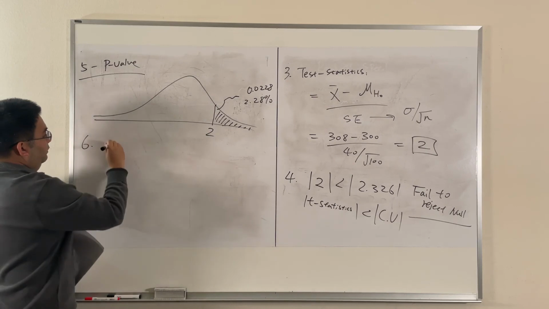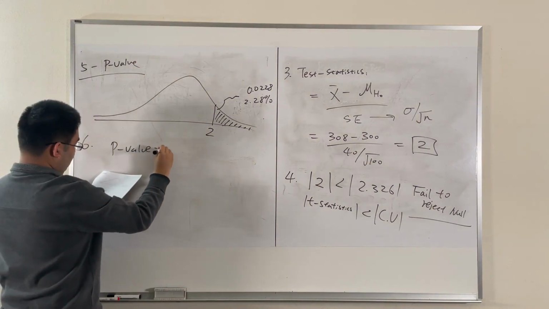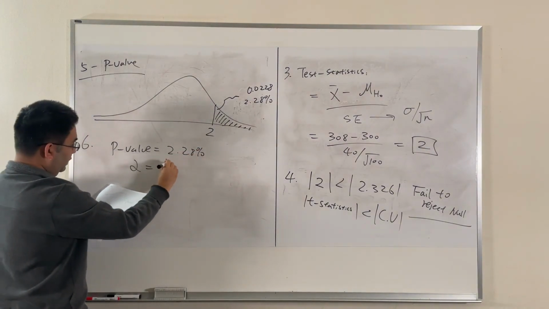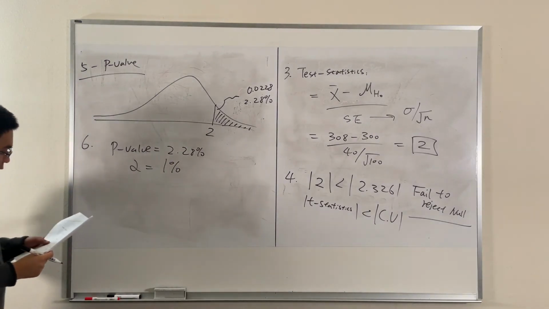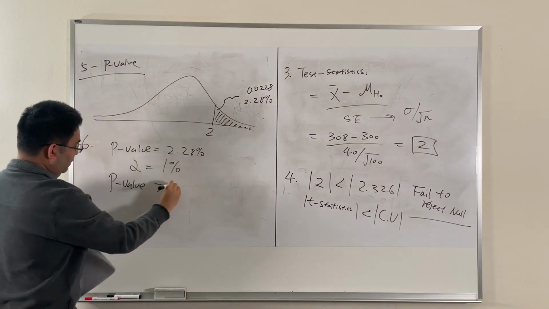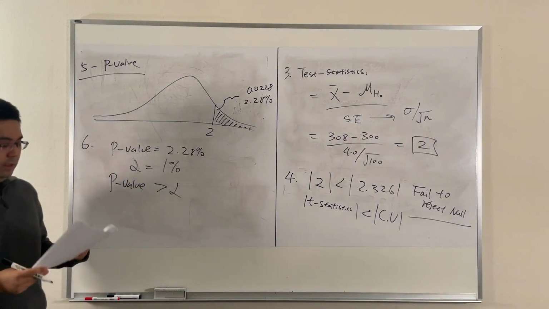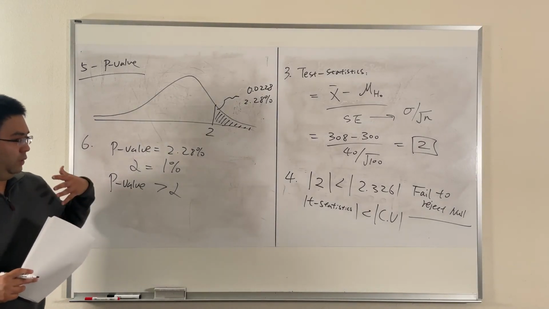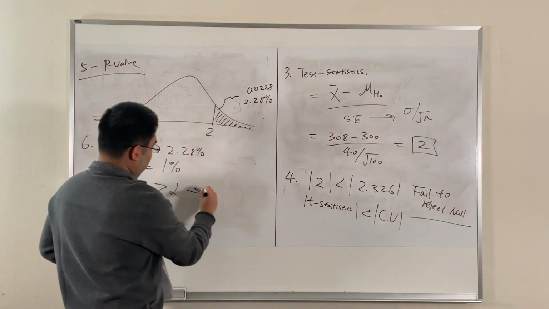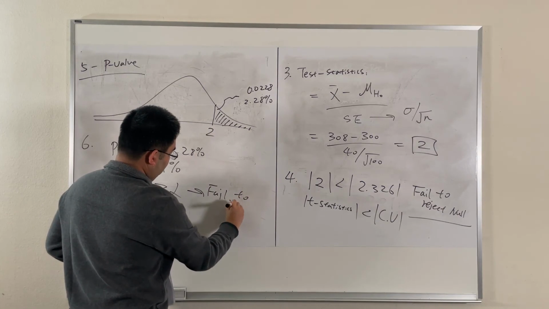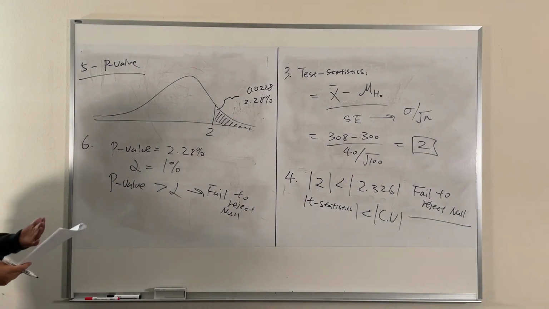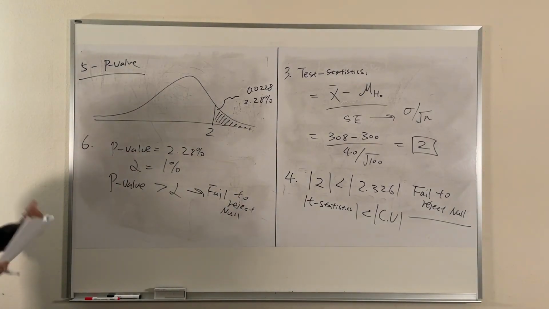Okay, 6 is make our decision, and this time we're going to use our p-value to compare with alpha. So our p-value equals 2.28%, and our alpha given by ourselves is 1%, and since our p-value is greater than our alpha, that means we're likely to make a mistake more than we allow ourselves to make, then we're not going to reject the null. Fail to reject the null hypothesis, okay?